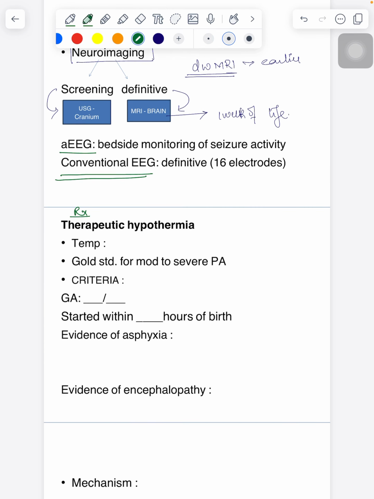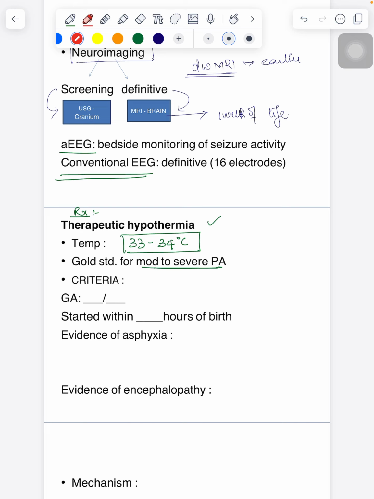Next, the treatment of choice. First is mainly your supportive treatment, everything you will give. But for a child with moderate to severe hypoxic ischemic encephalopathy, the treatment of choice will be therapeutic hypothermia. What is the temperature you have to maintain in therapeutic hypothermia? It is mainly between 33 to 34 degrees Celsius. So it's the gold standard treatment for a child with moderate to severe perinatal asphyxia or hypoxic ischemic encephalopathy.